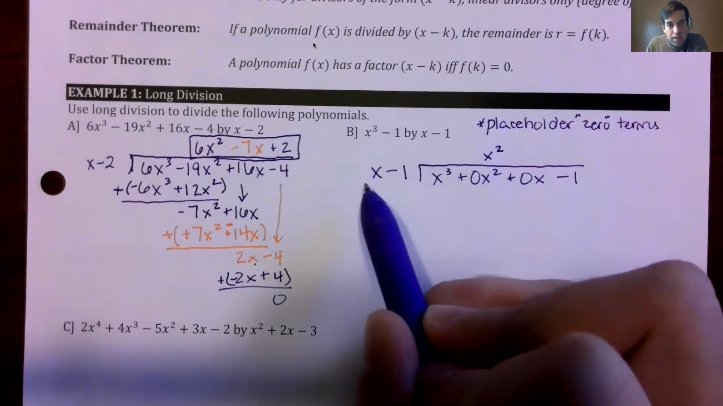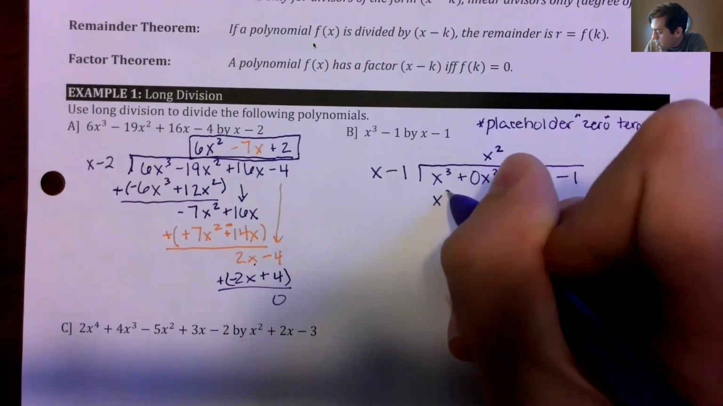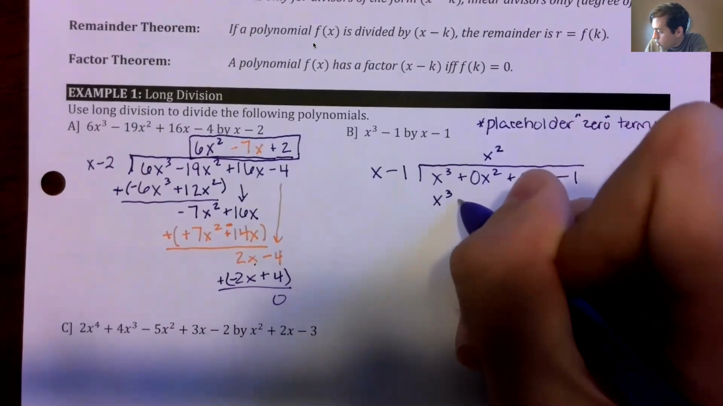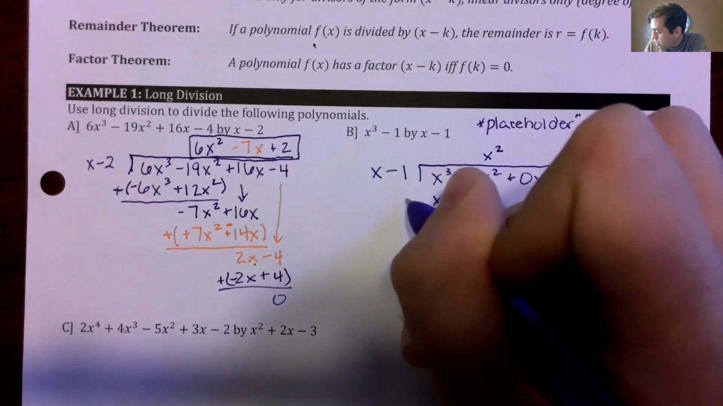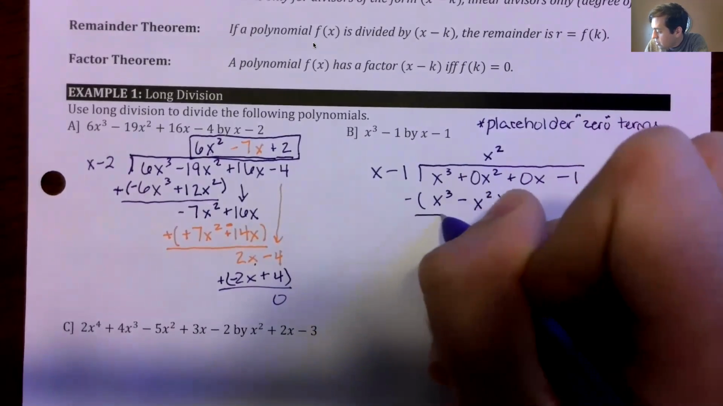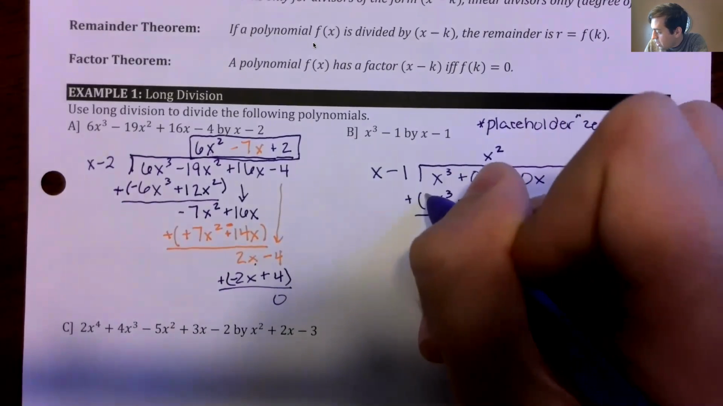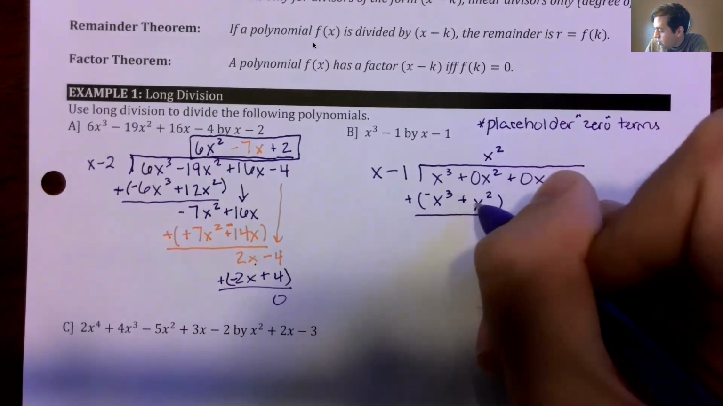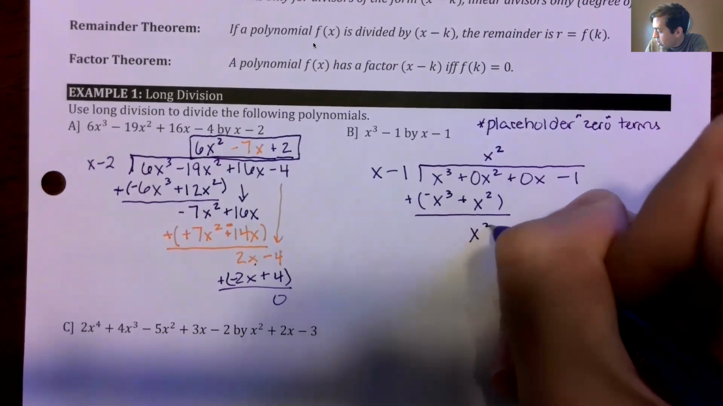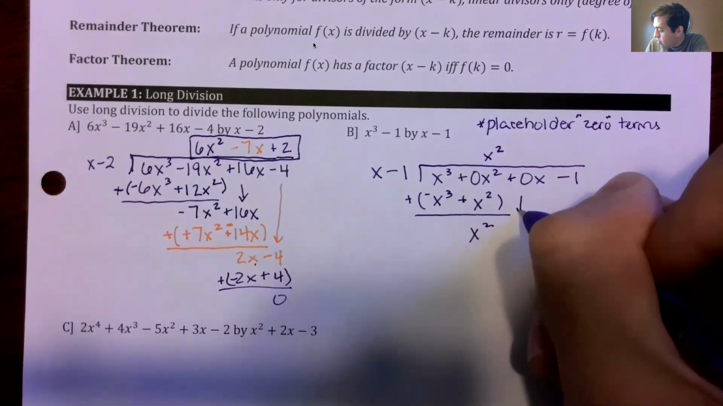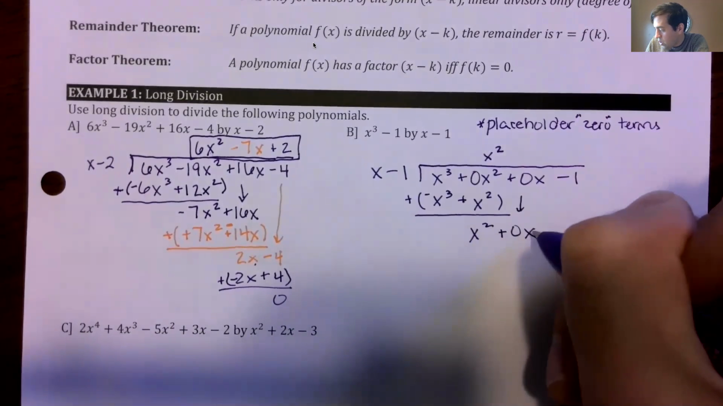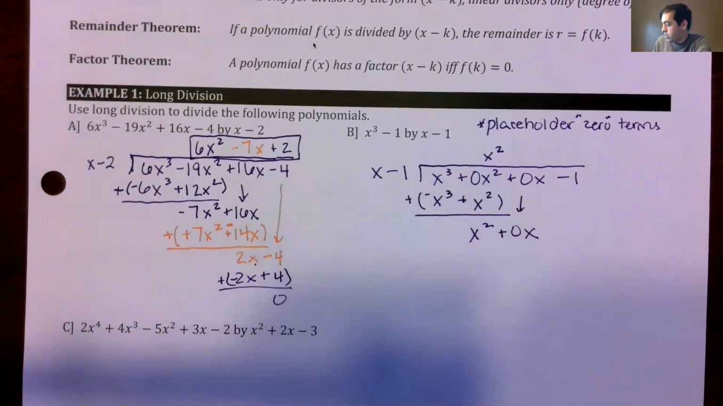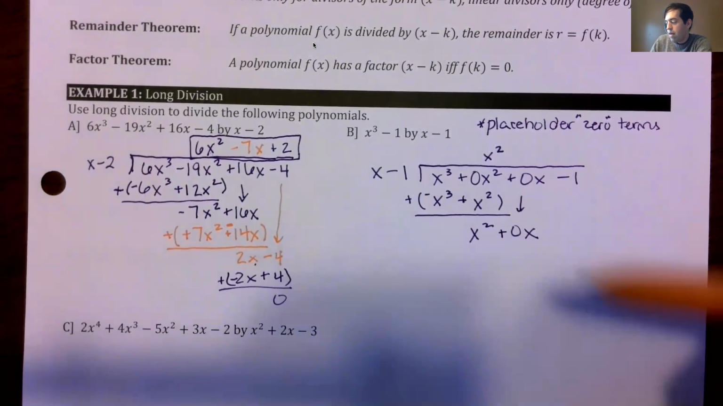And now we do x squared times x, x squared times negative 1, and we subtract. I'm going to distribute the negative, and that cancels out. We're left with 0 plus 1 is 1x squared. And we bring down the plus 0x. Yes, even though it was a 0 term, we still bring it down as the next term.